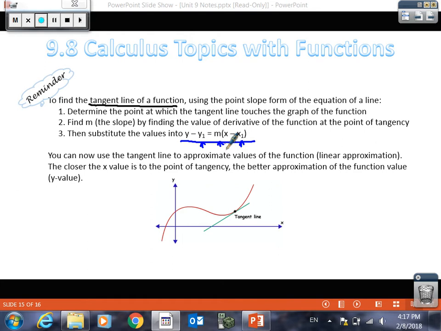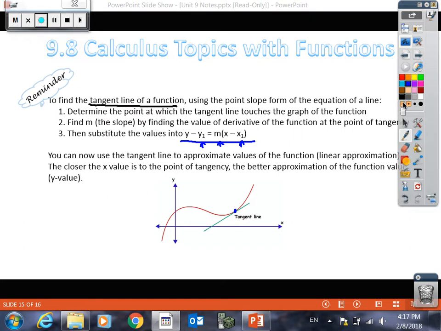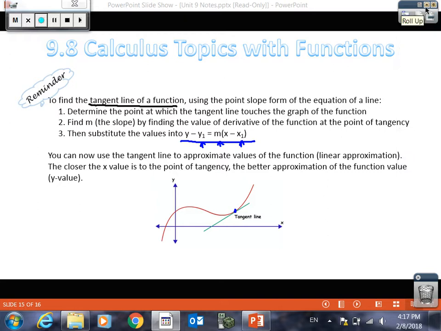So we first determine the point at which the tangent line touches the graph of the function. So in this particular instance, it would be this point right here. What are the coordinates of that point? Number two, we would find the slope, which is m, by finding the value of the derivative of the function at that point. This is called the point of tangency. And then we would substitute those values into our wonderful, beautiful equation of a line, point slope equation of a line.